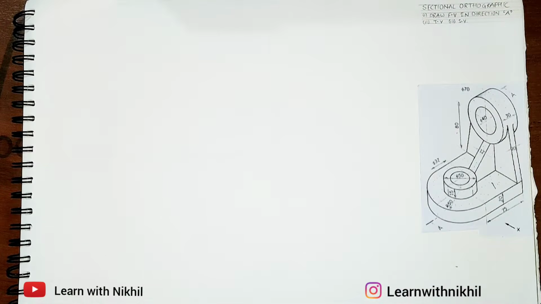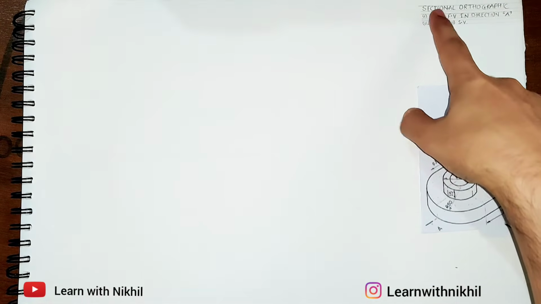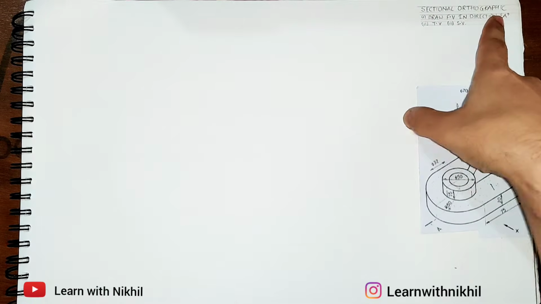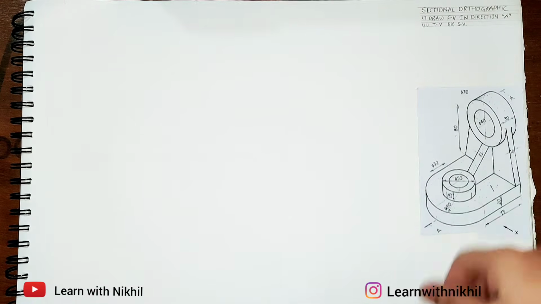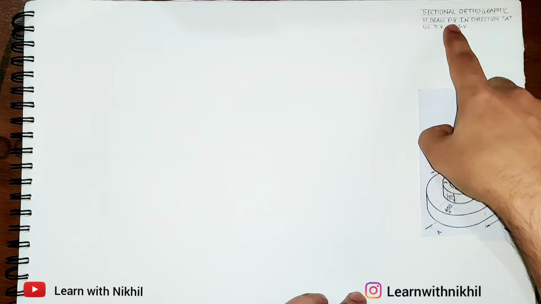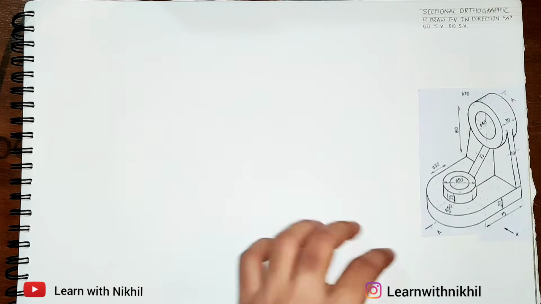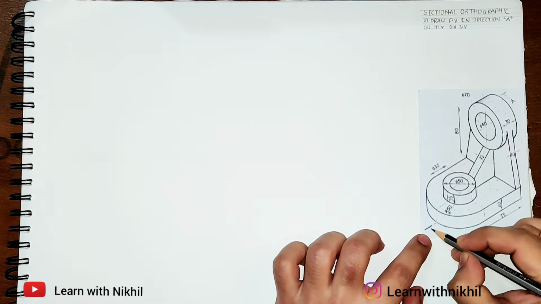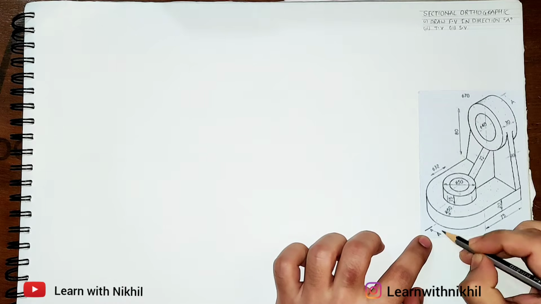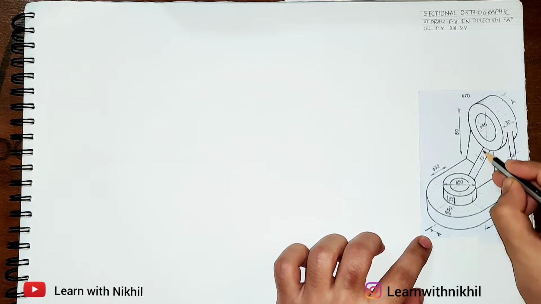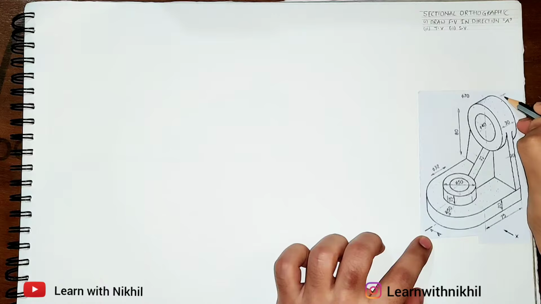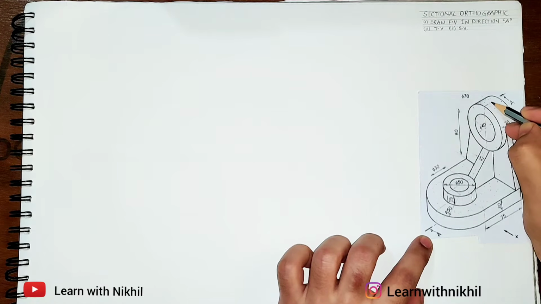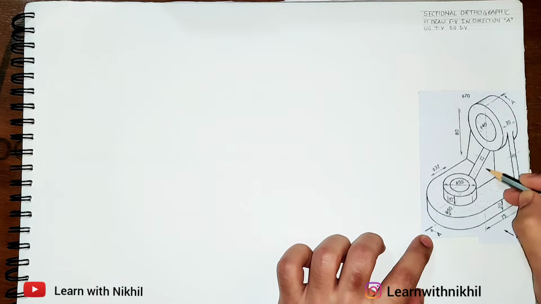So till now we have studied orthographic projection. Here we'll study sectional orthographic projection. So this is the image, three-dimensional image. You have to draw the front view in the direction of A. So in orthographic it is direction X. This is direction A. This is the sectional plane. So you have to draw the sectional front view only.